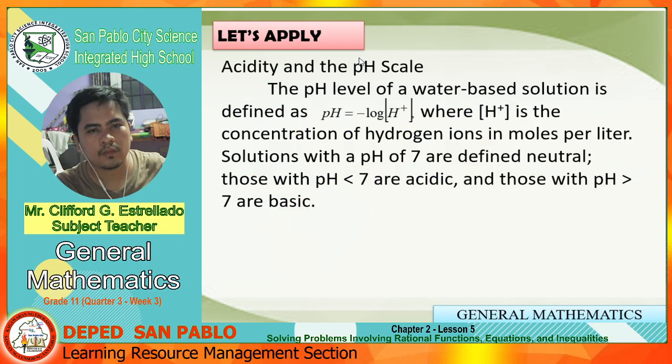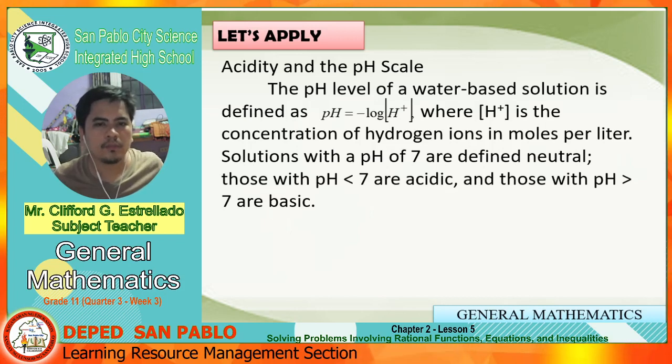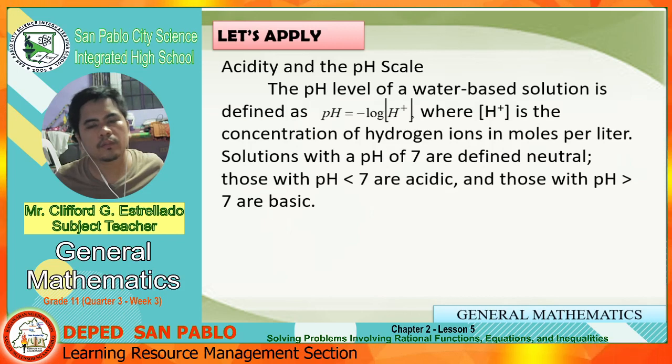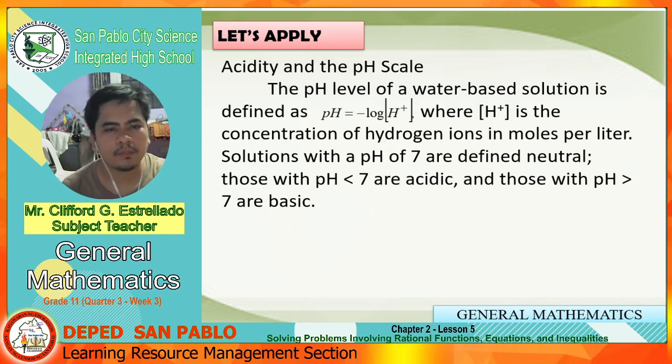Okay, next, acidity and the pH scale. The pH level of a water-based solution is defined as pH equals the negative logarithm of H positive, where H positive is the concentration of hydrogen ions in moles per liter. Solutions with a pH of 7 are defined as neutral. Those with pH less than 7 are acidic, and those with pH greater than 7 are basic.